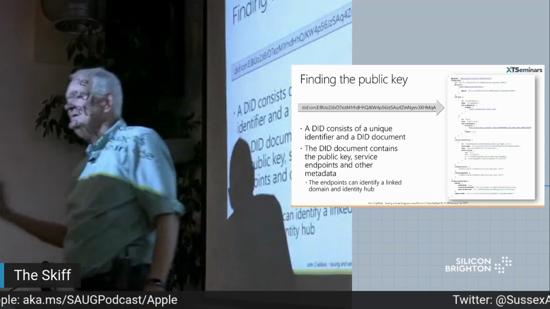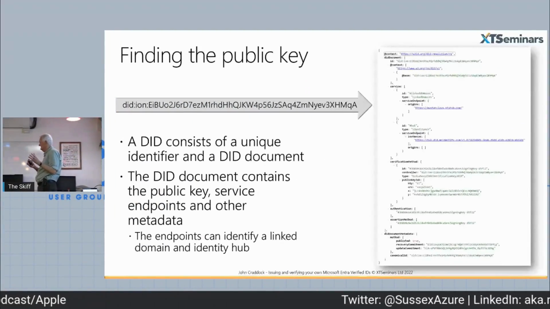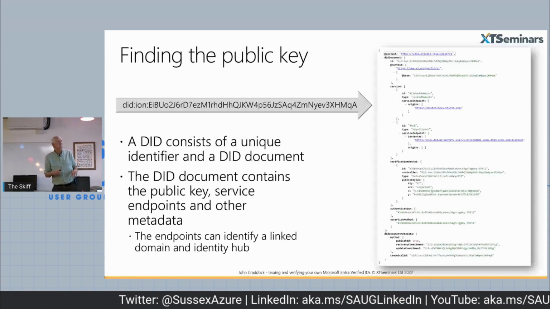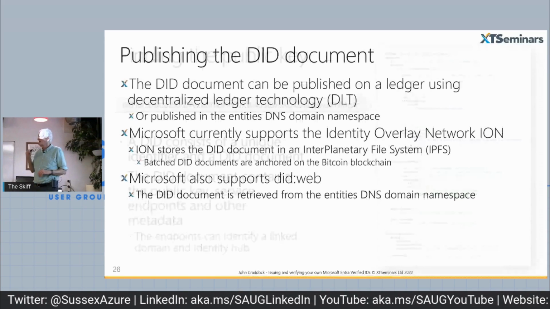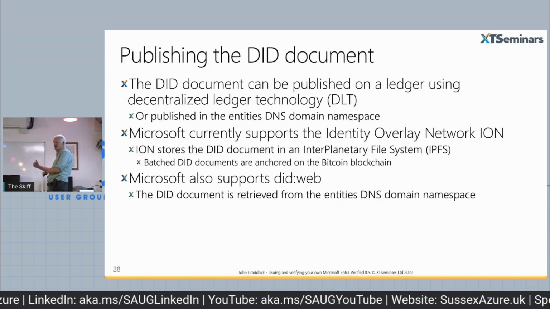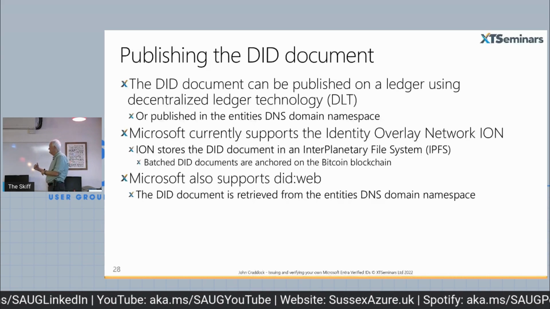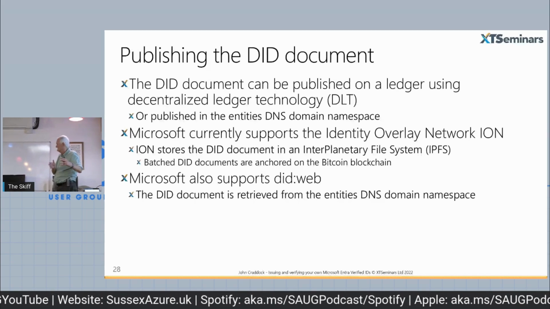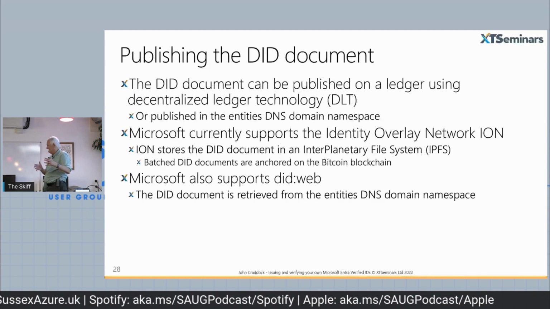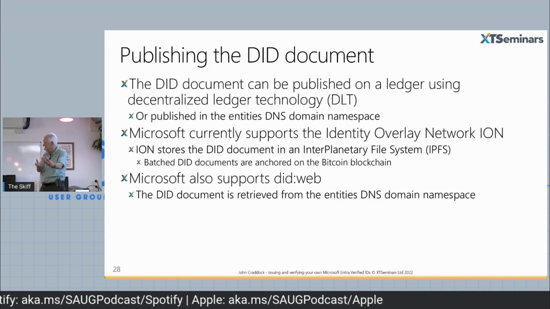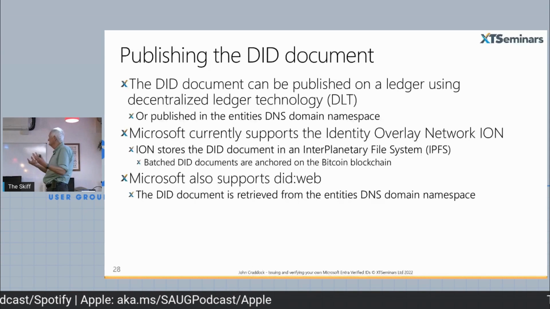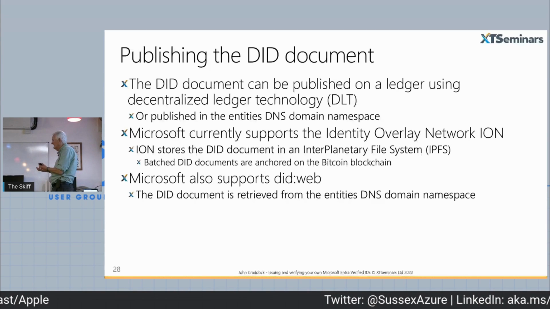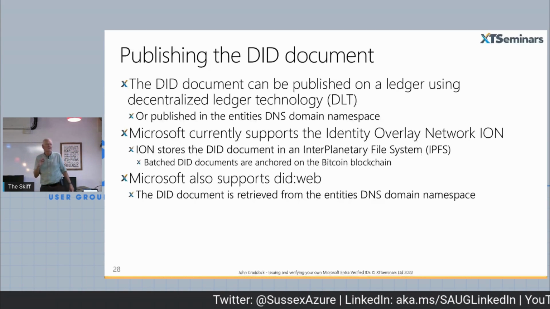Okay, so what do we do with the DID documents? We've somehow got to make them available, so we need to publish them, right? There are two ways of publishing them. We could put them on a ledger. It could be a centralized control ledger, but that breaks everything. So we need to use a decentralized ledger technology, such as blockchain, so no one actually owns the chain. It's built through consensus. So it could be published on a blockchain ledger of some kind. That's one possible method of doing it.